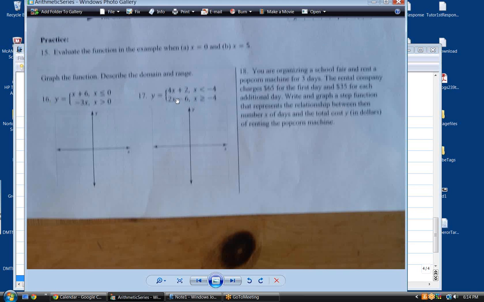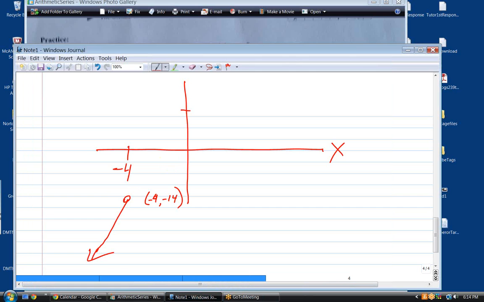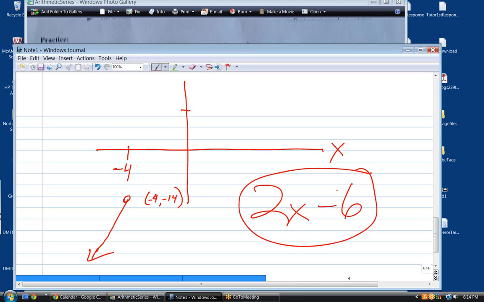To the right of that circle, I have a completely different function, 2x minus 6. Well, where is 2x minus 6 at minus 4? Because this is where we're going to start this second function, at minus 4. So plug it in and solve. Evaluate the second function at minus 4. At minus 4, you have 2 times minus 4 minus 6. That'd be negative 14.